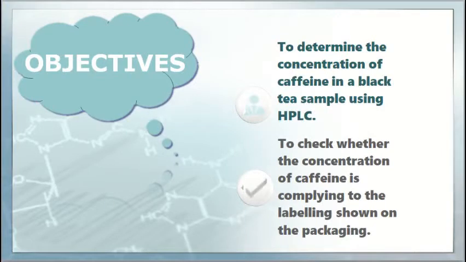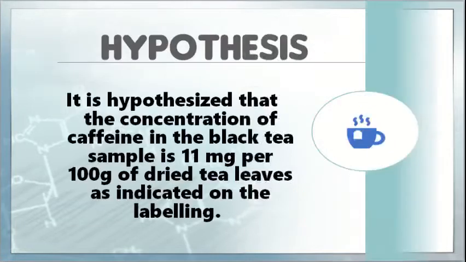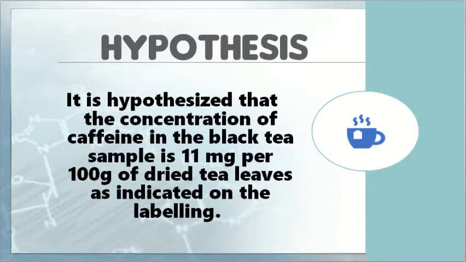The objective of this practical is to determine the concentrations of caffeine in a black tea sample using HPLC, and to check whether the concentrations of caffeine comply with the labeling shown on the packaging. For a hypothesis, it is assumed that the concentration of caffeine in the black tea sample is 11 mg per 100 g of dried tea leaf, as indicated on the labeling.